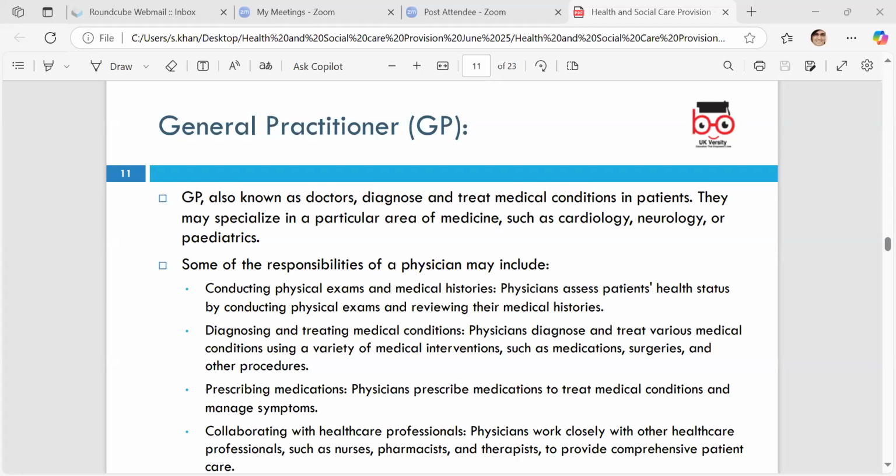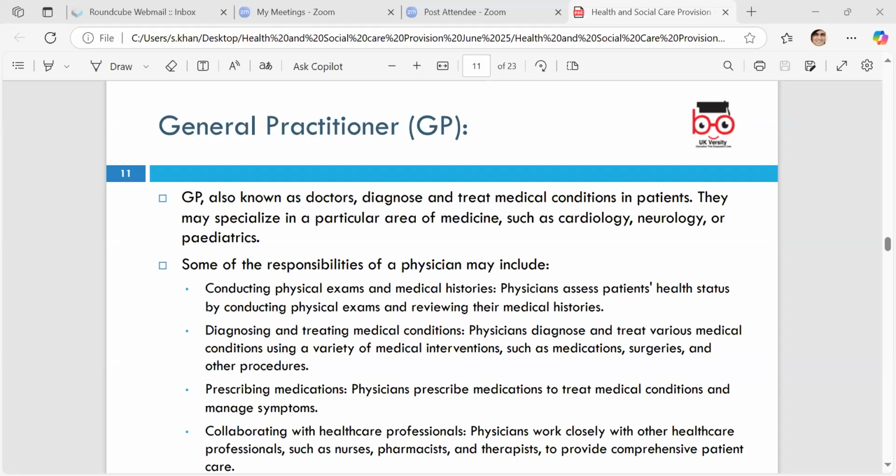They also offer preventative care, so they may be offering you vaccination, blood tests, screenings. Also GPs, if you have a chronic illness, a long-term one, help patients to live well with long-term conditions.